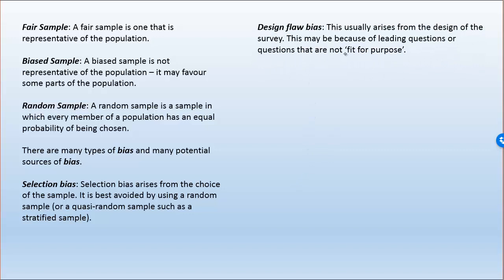Design flaw bias. This usually arises from the design of the survey. This may be because of leading questions, questions that imply somebody would be an idiot if they had the opposite point of view, or questions that are not fit for purpose in some other way.